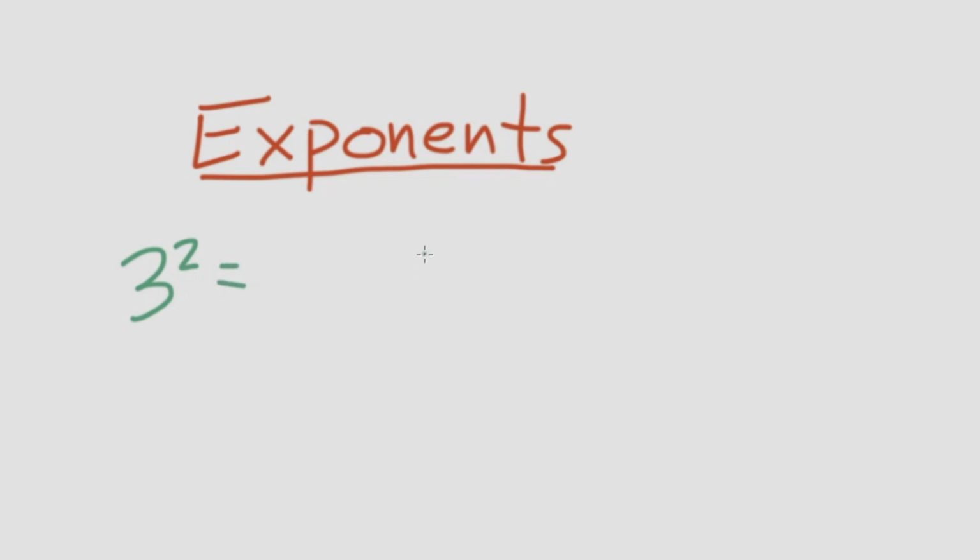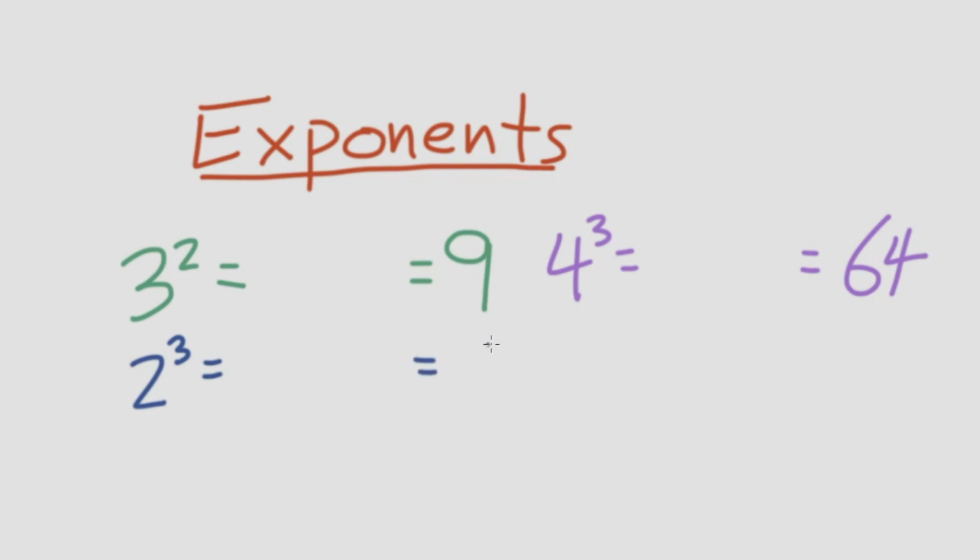So we have 3 to the power 2, which is equal to 9, 4 to the power 3, which is equal to 64, 2 to the power 3, which is equal to 8, and finally 5 to the power 2, which is equal to about 25. I encourage you now to pause and try to find the pattern.